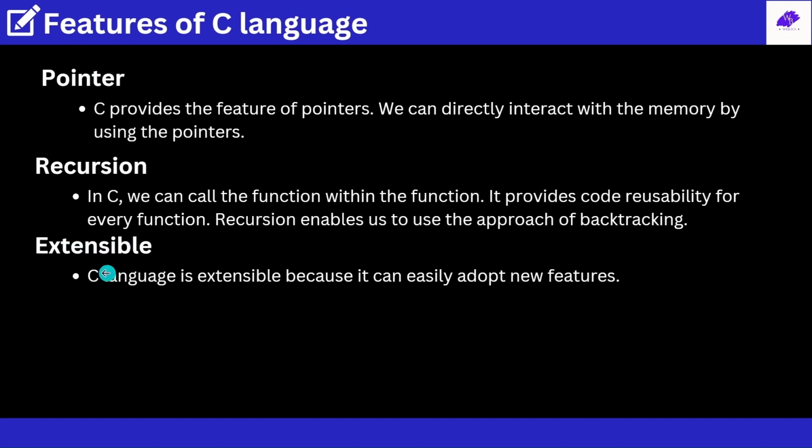And the C language is extensible. That is, the C language is extensible because it can adopt new features. So it is an updating language. It adopts new features, so it is known as extensible.